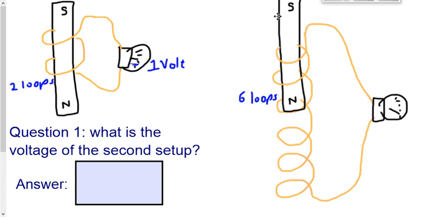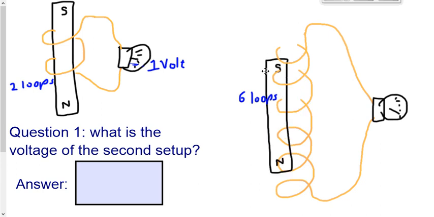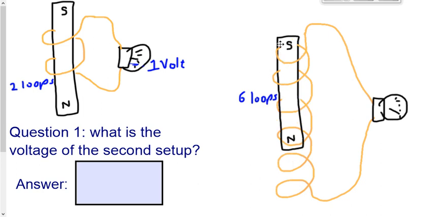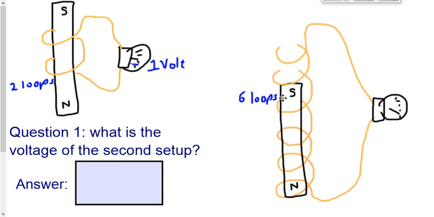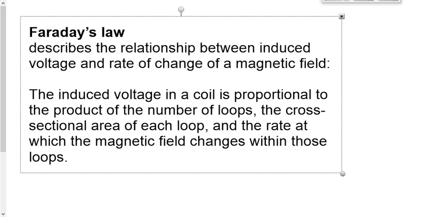If you're moving this very slowly, then you're going to get a very small voltage output. But if you move it quickly, and you would get a large voltage if you have a quickly changing magnetic field. And that is Faraday's law.